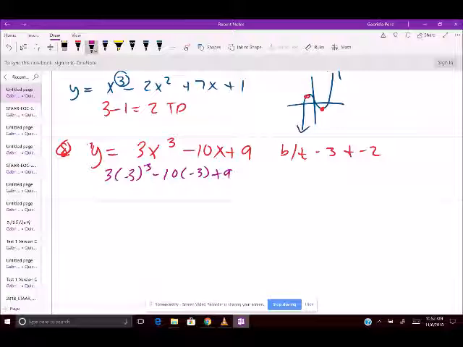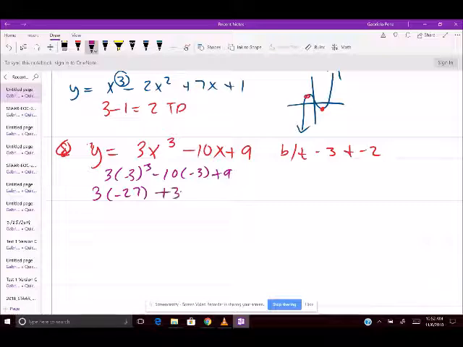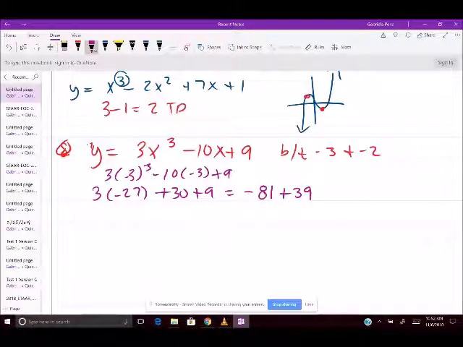So what is -3 to the third power? -27 is correct. This becomes a positive 30 plus 9. Now, 3 times a -27 is a -81 plus 39. And what is -81 plus 39? Negative for sure, you're right. It should be -42. Thank you. Now we have to plug in a who?